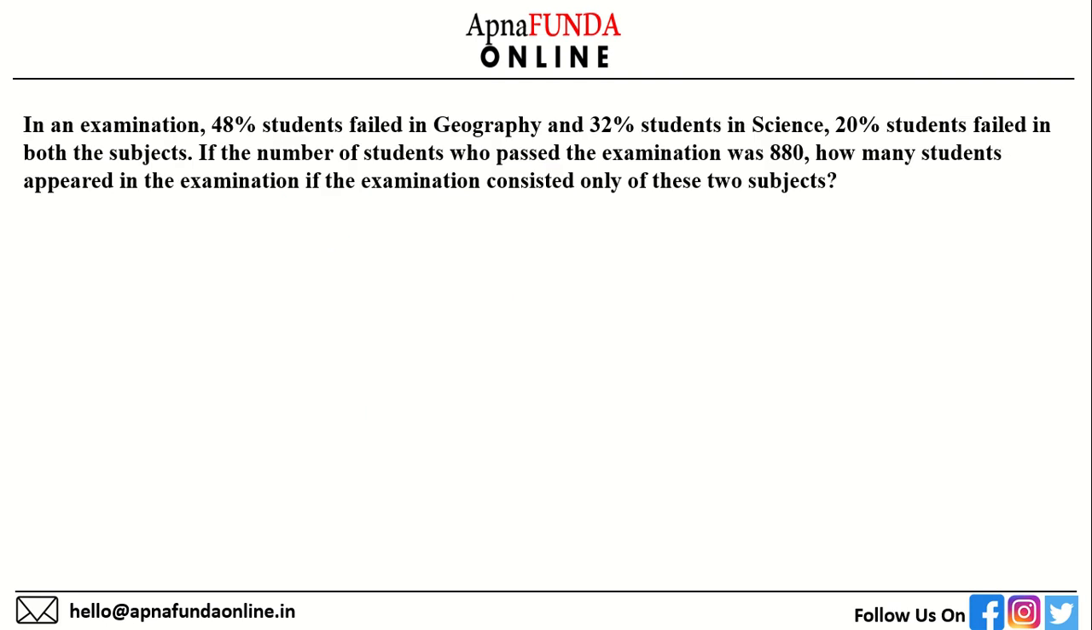Next question. In an examination, 48% students failed in geography and 32% students in science. 20% students failed in both the subjects. If the number of students who passed the examination was 880, how many students appeared in the examination if the examination consisted only of these two subjects?